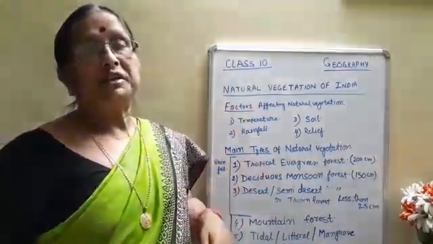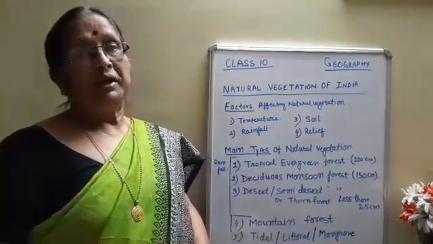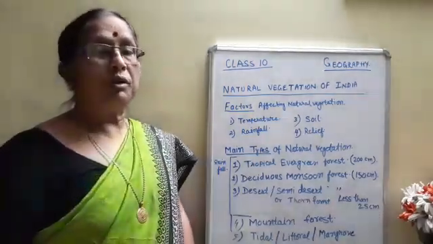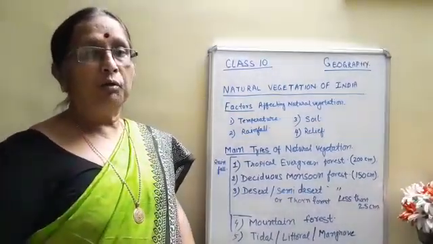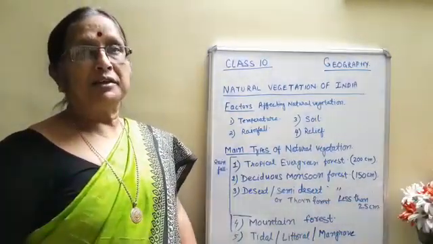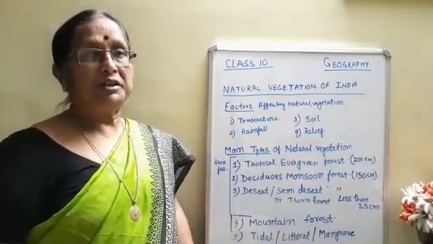Now, natural vegetation of India or any place means anything which grows on its own without human interference. No watering, no planting, no fertilizer needed. That is called natural vegetation.